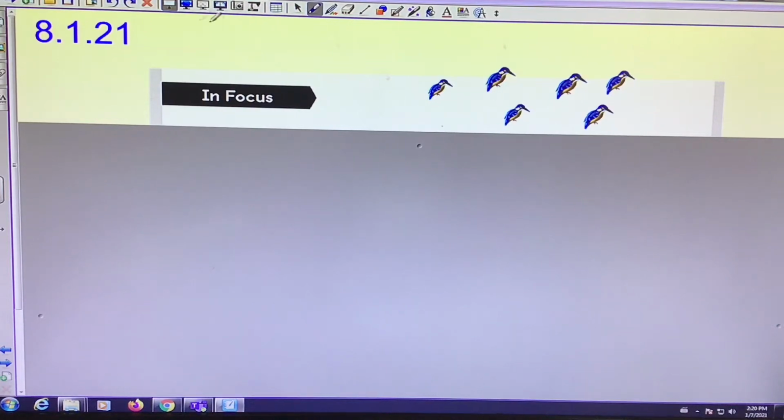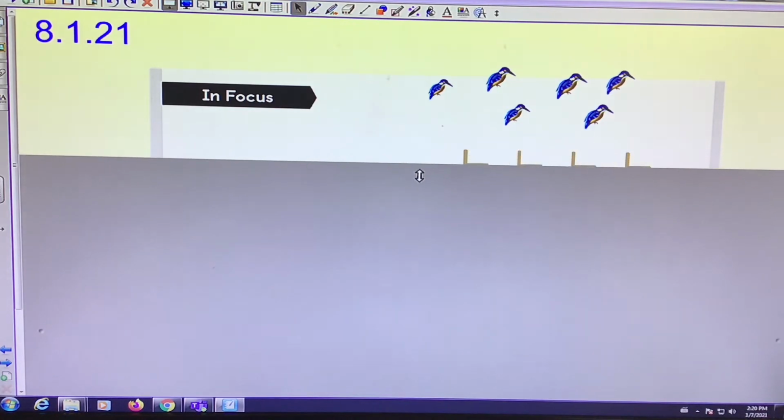Let us look at our anchor task now, children. What can we see here? We've got some birds. How many do we have all together? We've got 6. So the whole, we've got 6. We've got 6 birds in total.